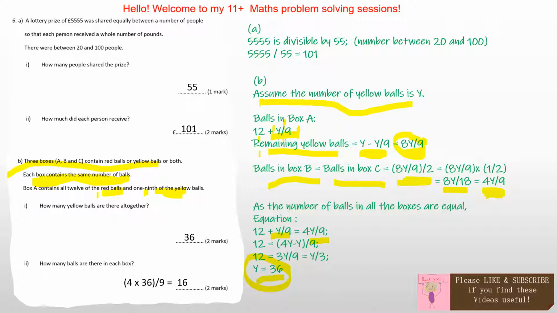How many balls are there in each box? Of course it is 4y out of 9, so that's 4 times 36 divided by 9, which is 16.